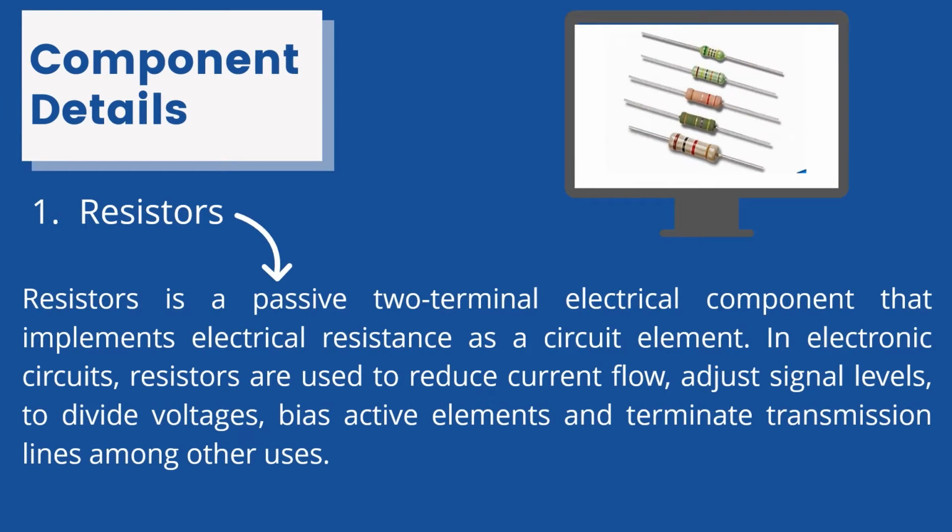For the component details, firstly about the resistor. Resistor is a passive two-terminal electrical component that implements electrical resistance as a circuit element. In electronic circuits, resistors are used to reduce current flow, adjust the signal levels to divide voltage, bias active elements, and terminate transmission lines among other uses.